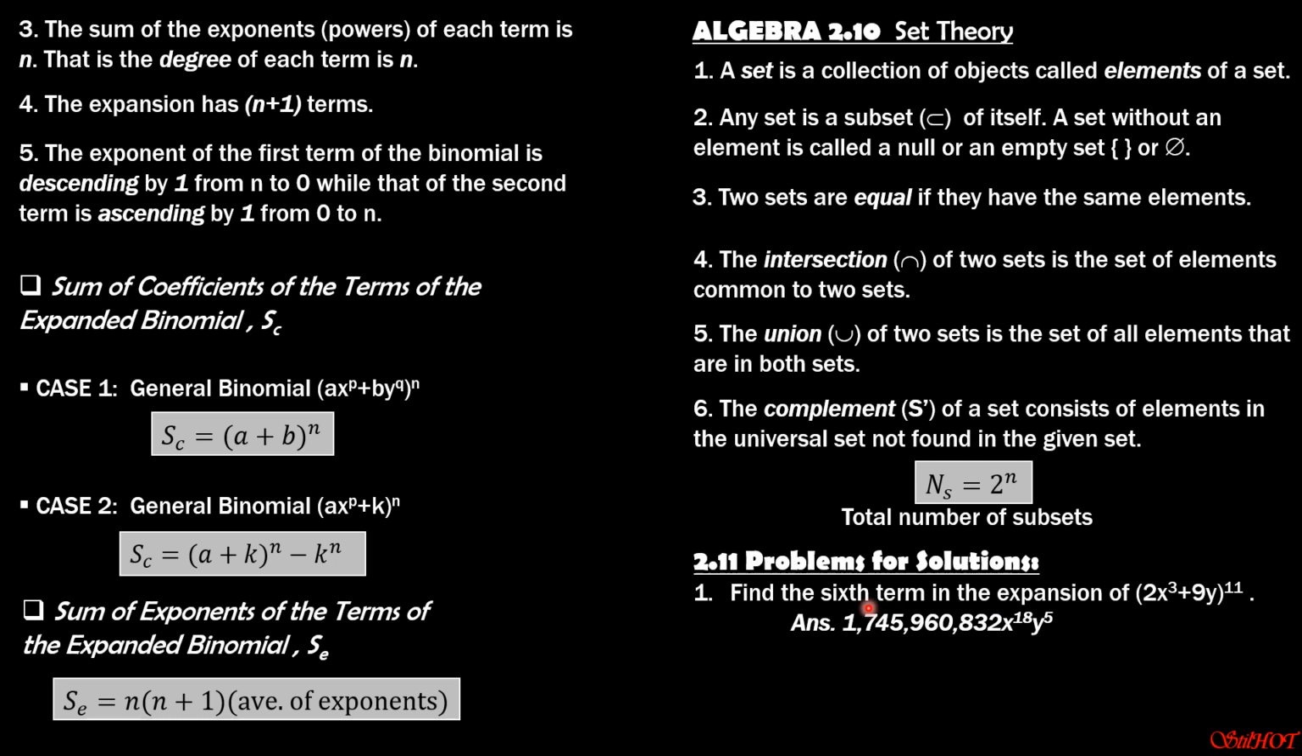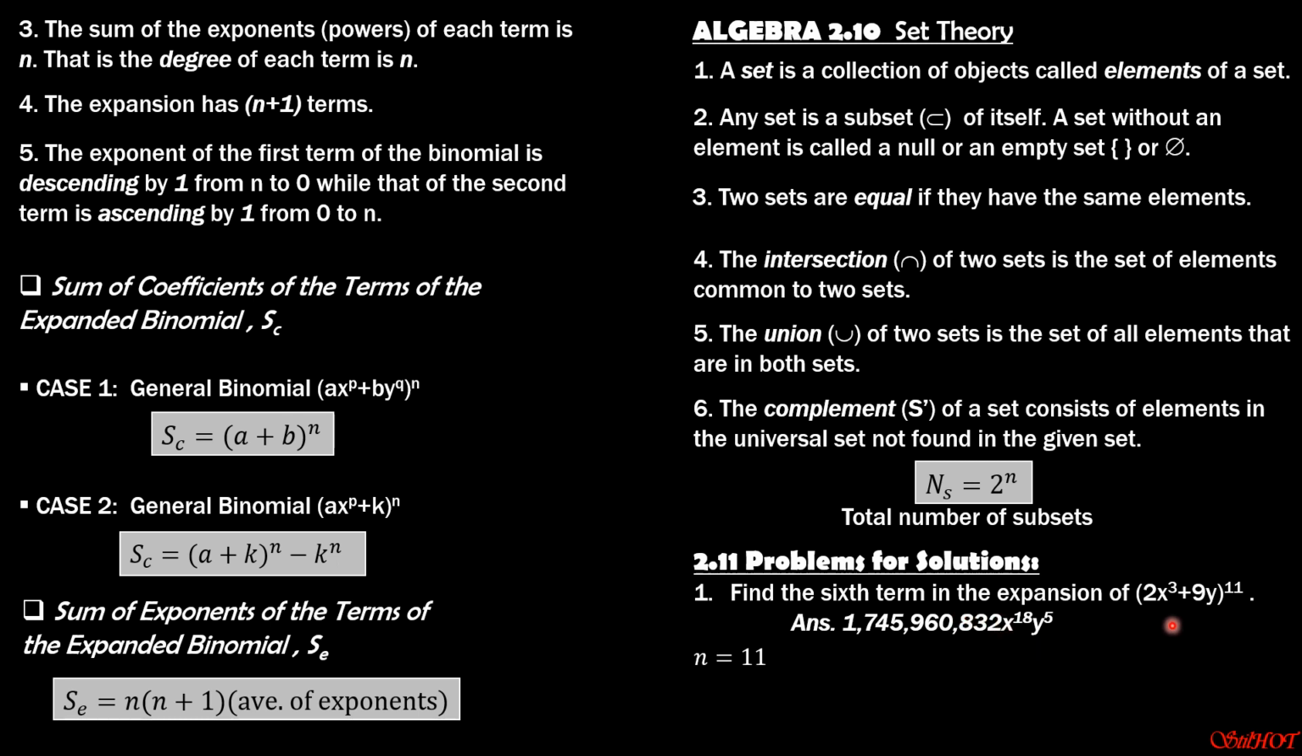And because we're looking for the sixth term, remember the formula for the r-th term is n combination m, times the first term, in this case 2x cubed, raised to n minus m, times the second term raised to m. The second term is 9y. Take note, the r-th term is as simple as the combination of n things taken m at a time, first term raised to n minus m, second term raised to m. It's easy to memorize that formula.